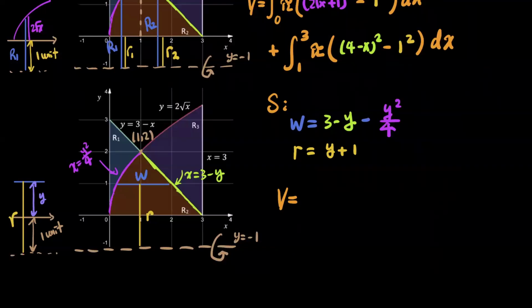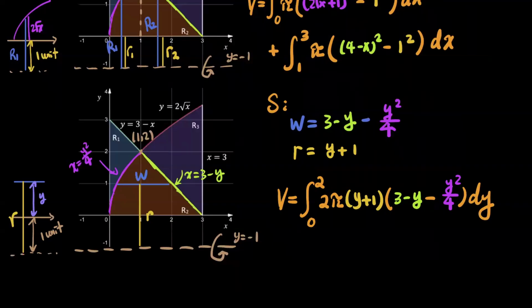Okay, so we're doing it in terms of y. It goes bottom up from 0 to 2. 2 pi r times the width and dy at the end.